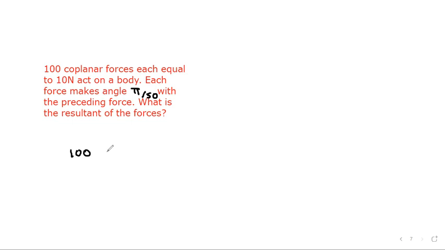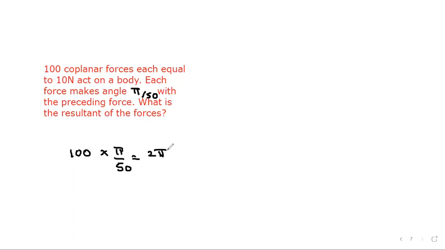And between two successive forces, what is the angle? Pi by 50. So 100 into pi by 50 will be how much? 100 into pi by 50 is 2 pi. That means totally a 2 pi angle is there, in the sense it is making a closed shape. So in a completely closed path, the resultant will always be 0.